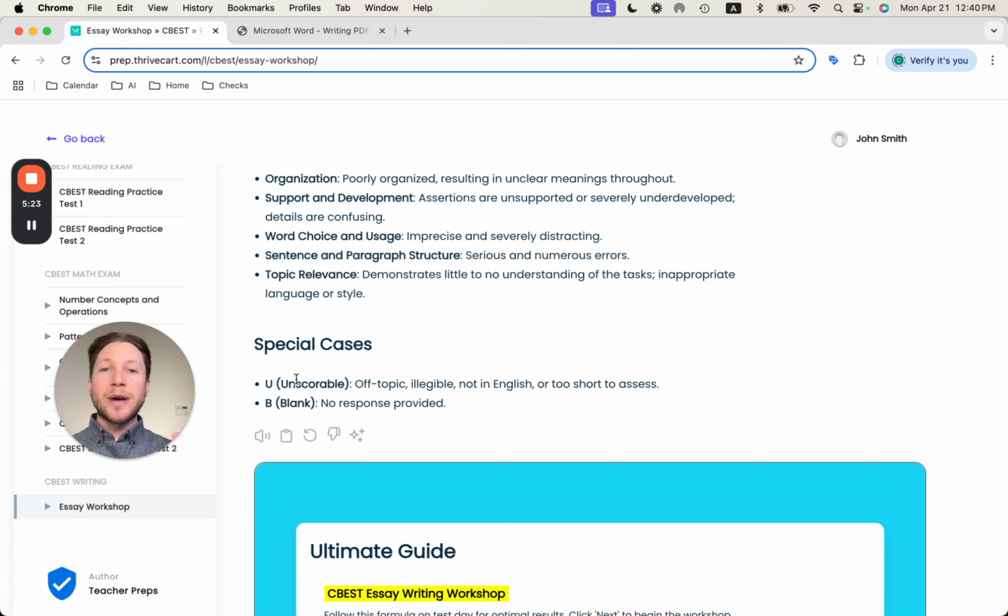Now, in a special use case, we have 2 other scores that you can receive, which is the U, and that stands for unscorable. It basically means that you wrote something on a different topic than what was asked of you. Secondly, you can also receive a B for blank, and that more than likely means that you didn't have enough time to complete that essay prompt.